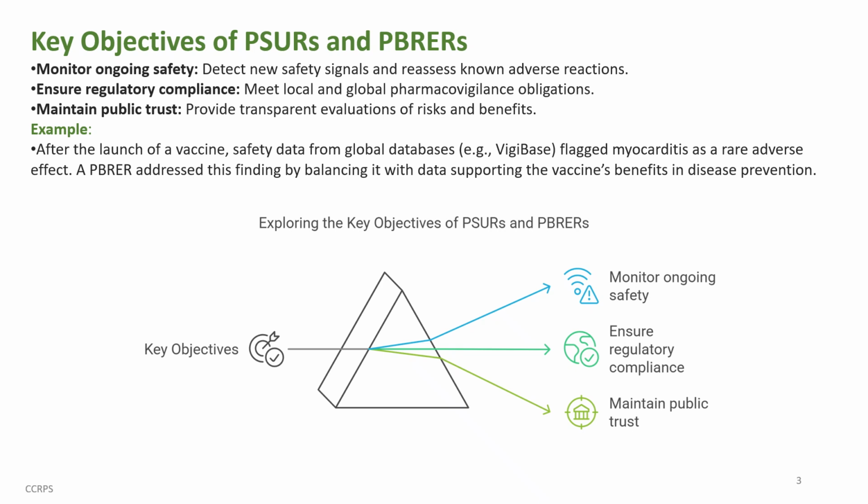risks and benefits. Example, after the launch of a vaccine, safety data from a global database such as VigiBase flagged myocarditis as a rare adverse effect. A periodic benefit risk evaluation report addressed this finding by balancing it with data supporting the vaccine's benefits in disease prevention.